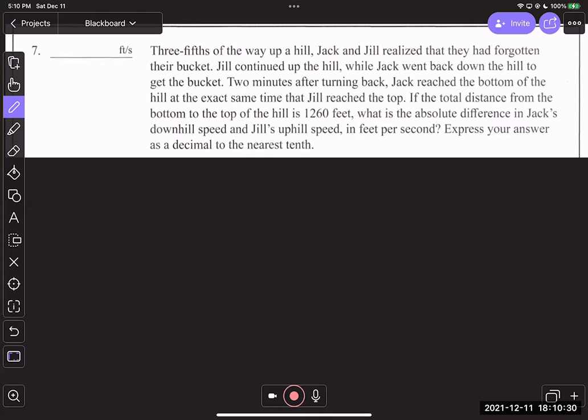Okay. Allison, I saw you had your hand raised. Was that an accident? Did you have a question or did you want to answer? Is it 2.1 feet per second? How'd you get it? Can you explain?